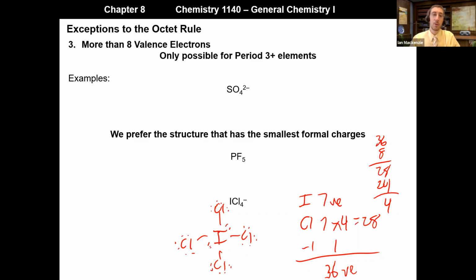So that's how we would go about dealing with these exceptions to the octet rule and how we should approach them in each case. If we're given a compound where one of the elements is in row 3 or greater, we'll first just draw the normal Lewis structure, and then we can adjust, add extra double or triple bonds if we need to, in an attempt to minimize the formal charge in the compound.